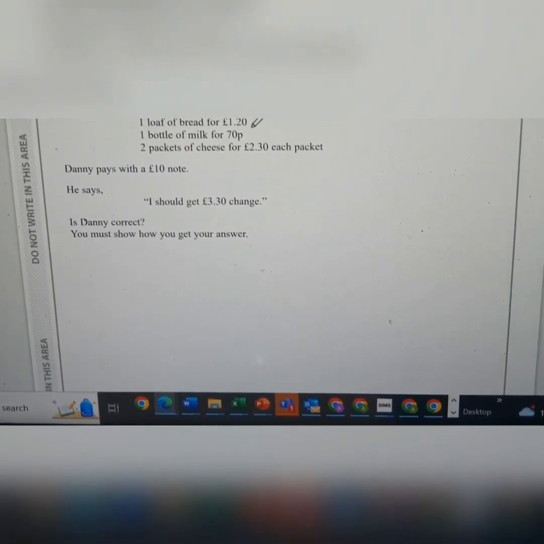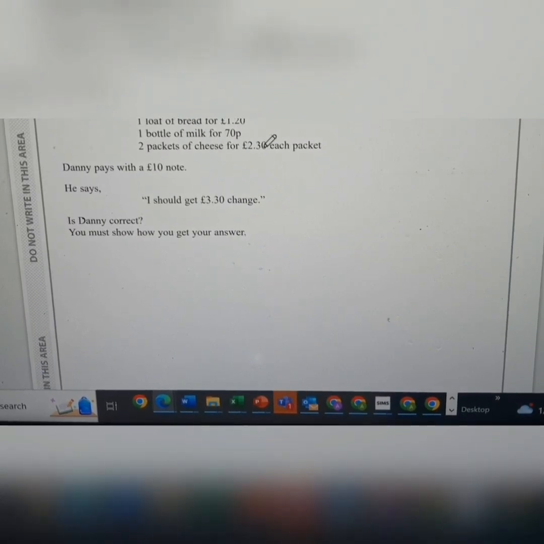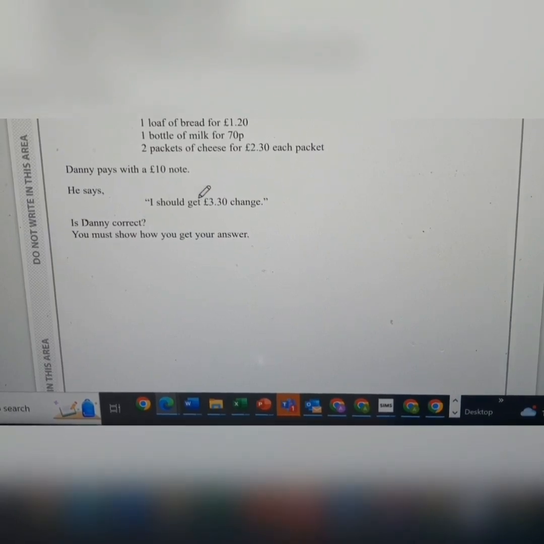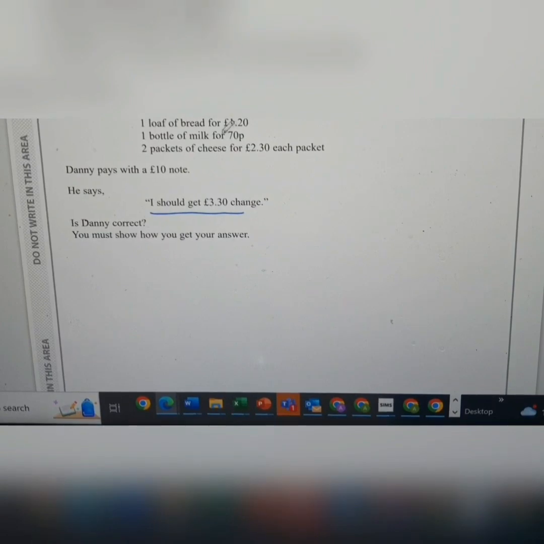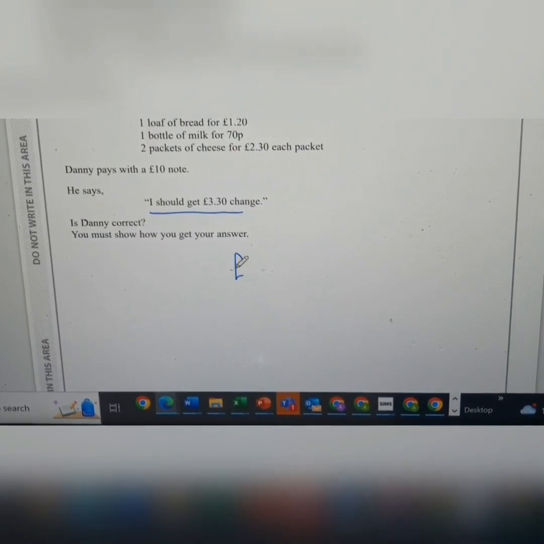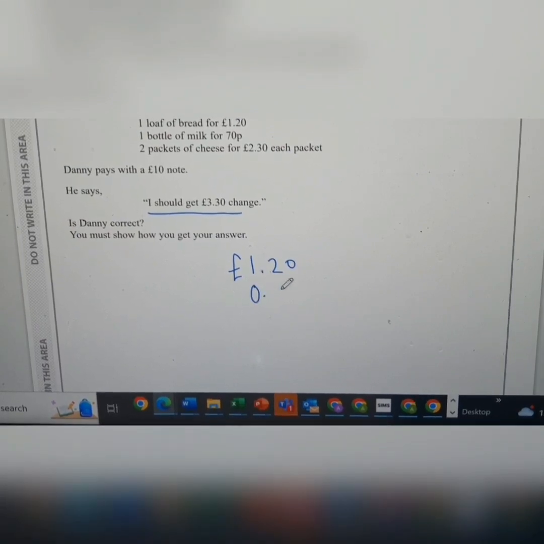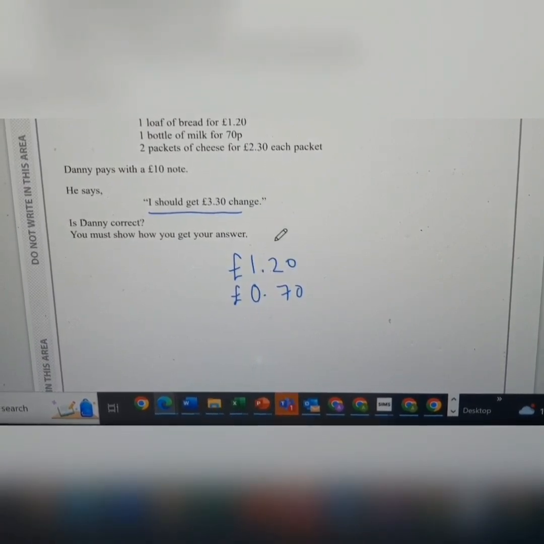1 loaf of bread for £1.20, 1 bottle of milk for 70p, 2 packets of cheese for £2.30 each packet. Danny pays with a £10 note. He says I should get £3.30 change. Is Danny correct? So to answer this question, you need to work it out for yourself correctly and then compare your answer to what they've got here. So 1 loaf of bread is £1.20. 1 bottle of milk is 70p. 2 packets of cheese for £2.30, which is £4.60.